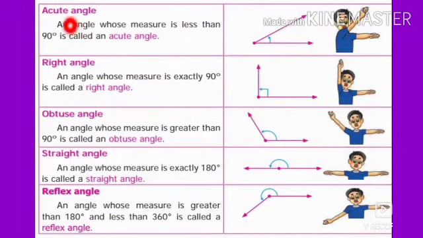Let us once again recall acute angle. An angle whose measure is less than 90 degree is called an acute angle. Right angle. An angle whose measure is exactly 90 degree is called a right angle. Obtuse angle. An angle whose measure is greater than 90 degree is called an obtuse angle. Straight angle. An angle whose measure is exactly 180 degree is called a straight angle. Reflex angle. An angle whose measure is greater than 180 degree and less than 360 degree is called a reflex angle.